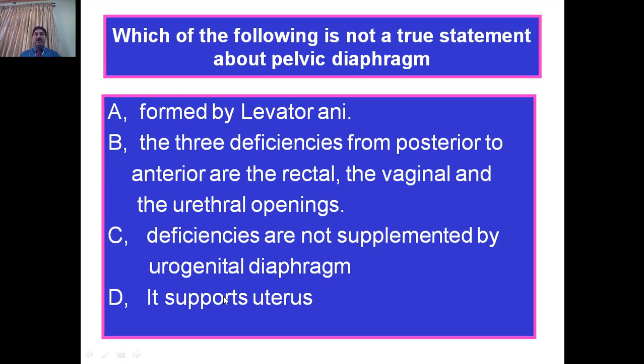Which of the following is not a true statement about pelvic diaphragm? Formed by levator ani? True. Three deficiencies from posterior to anterior are rectal, vaginal, and urethral openings. True. Deficiencies are not supplemented by urogenital diaphragm. It supports uterus. So the C is wrong. One of the important roles of the urogenital diaphragm is that it supplements the deficiencies produced by the three openings in the floor of the pelvis.